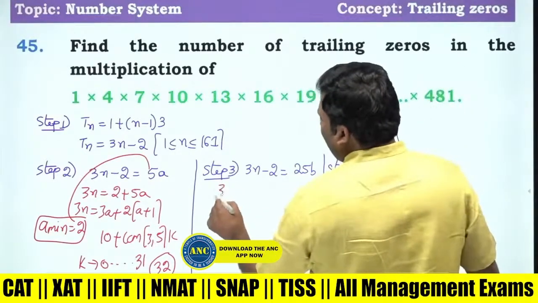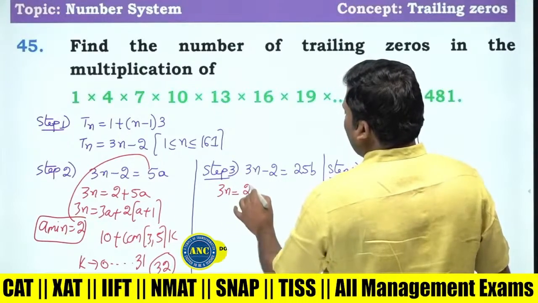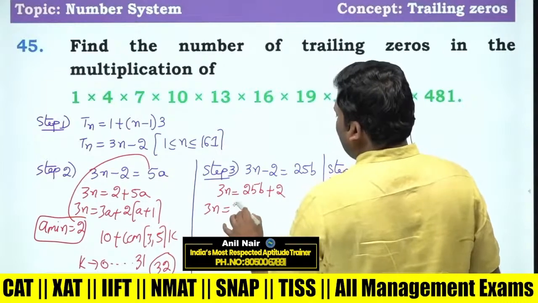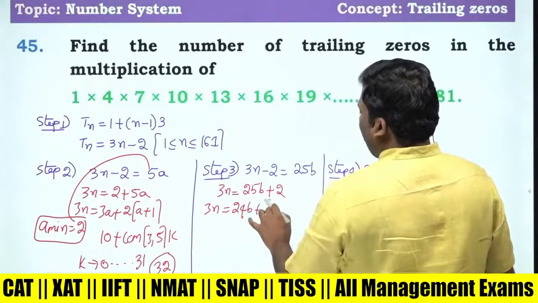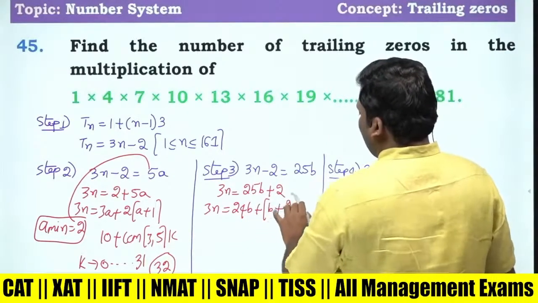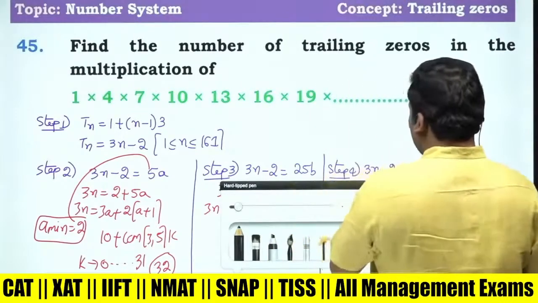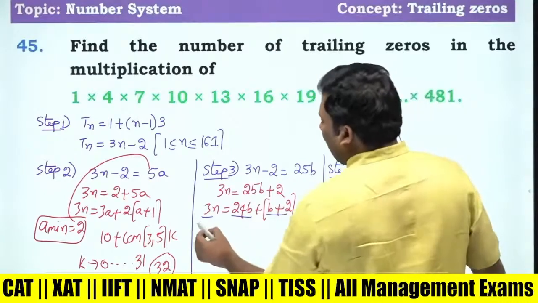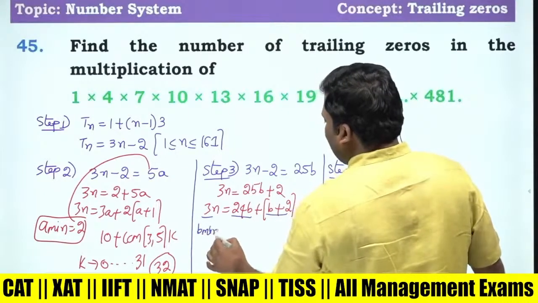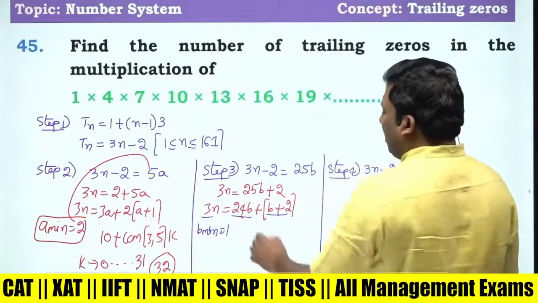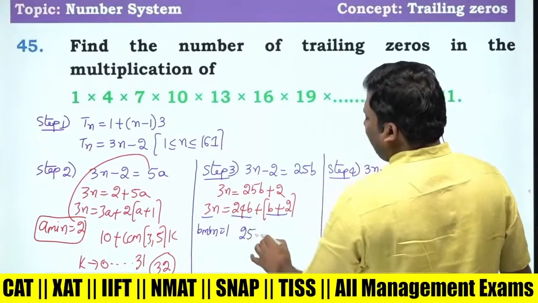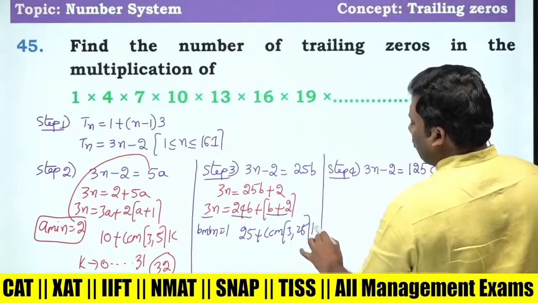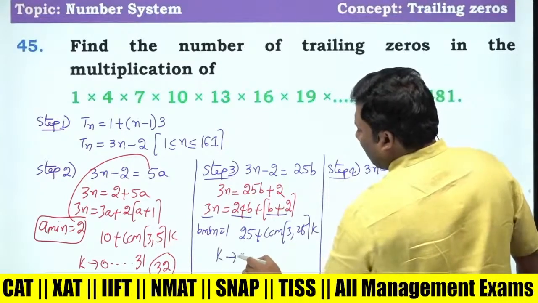Next one. 3n equivalent to 25b plus 2. 25b can be written as 24b plus b plus 2. This 24b is a multiple of 3, so b plus 2 should be a multiple of 3. B minimum value is 1. If it is 1, this will be 25 plus LCM of 3, 25 into k. So k value can be 0.